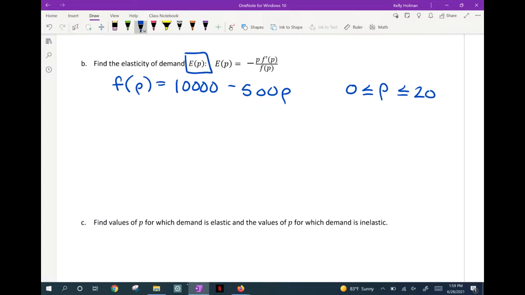To find E of p, we need to know the derivative of that. So I'll just find that derivative really quickly. If you're really savvy with your algebra, you'll recognize that this function is in y equals mx plus b format. It's linear. And that derivatives are slopes, the rates of change. So the rate of change is negative 500. So if you know shortcuts like that from algebra, that's totally fine. If not, you'll just use your power rule. I won't do that now because you can do that on your own. But when you use your power rule, you're going to get the derivative is negative 500.